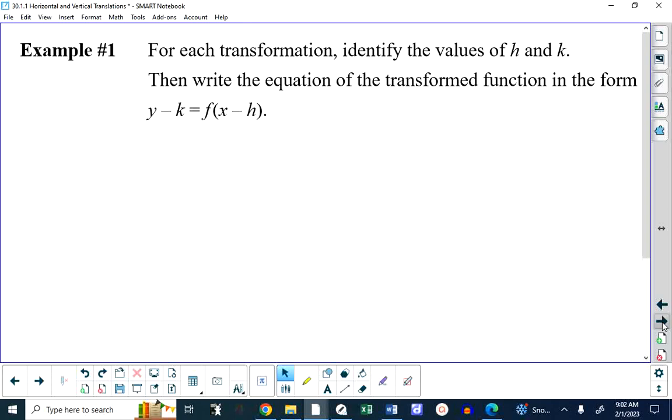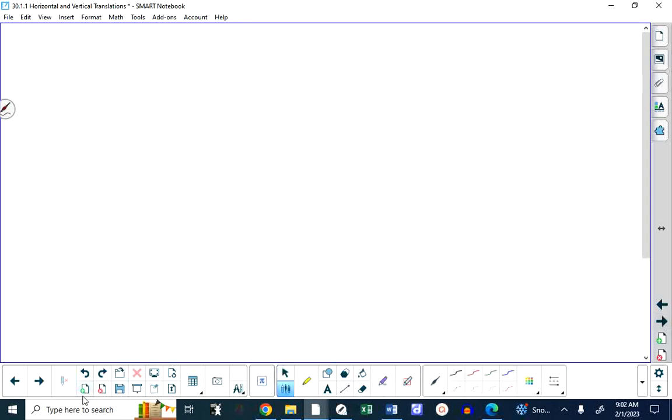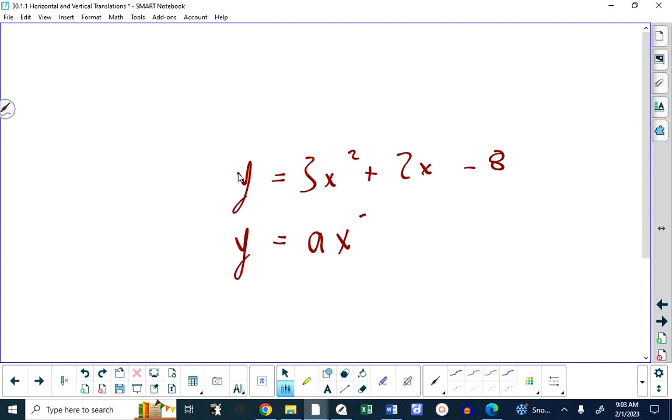And just to back up for a second before we even get to example 1, when you look at something like y equals 3x squared plus 2x minus 8, that number 3 is a parameter. That number 2 is a parameter. That number negative 8 is a parameter. We often write these quadratic functions as ax squared plus bx plus c.